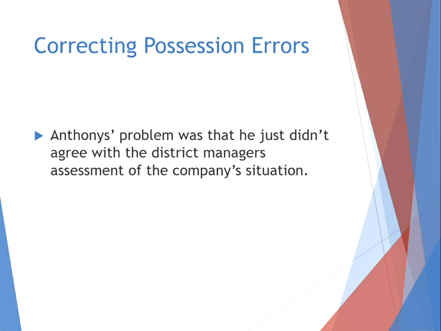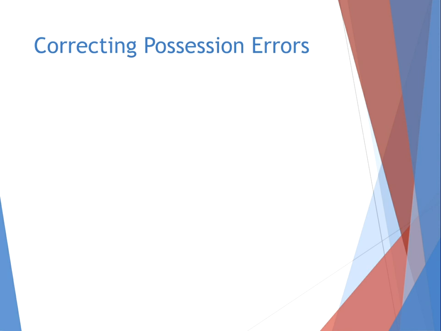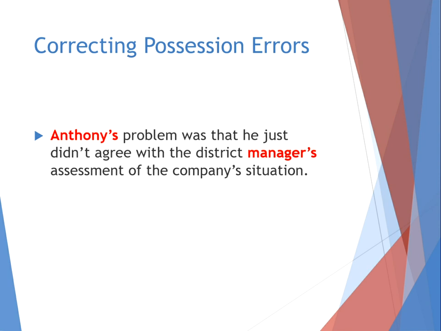Anthony's problem was that he just didn't agree with the district manager's assessment of the company's situation. Another complicated one. Here, Anthony, a singular person, has an apostrophe S. The district manager is also a singular possessor, so they get an apostrophe S. And the company's situation, which was an already indicated possessive, that is also singular.